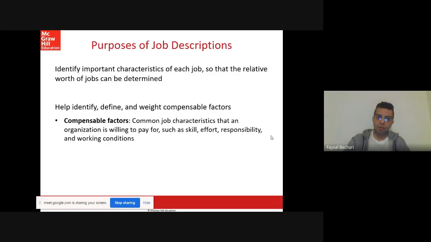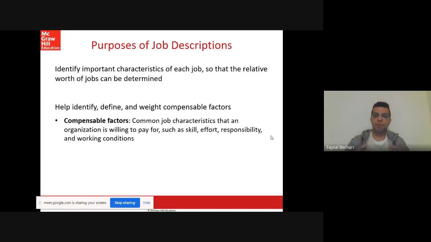So the first thing we do is a job description, and the purpose of the job description is to identify important characteristics of each job, so that the relative worth of the job can be determined. We identify why this job is important, and then you see whether it's worth how much you pay. Because if you cannot replace that person, and you're asking for a very qualified person, once he moves out to better pay, it's very difficult to bring somebody. So these are very important.